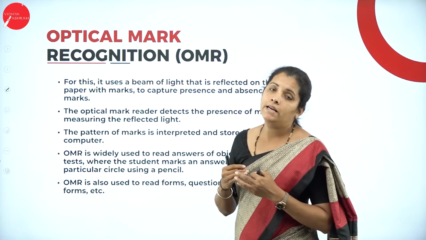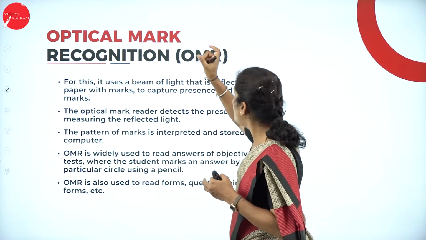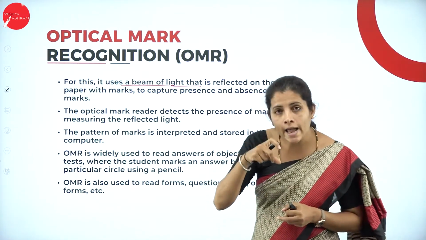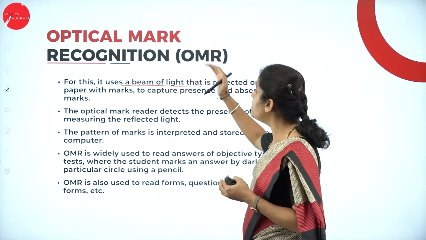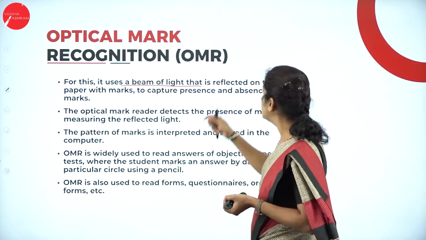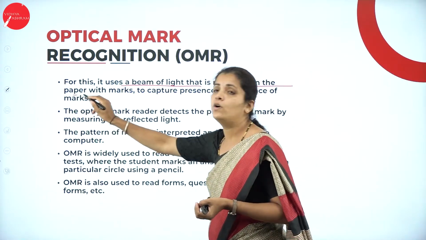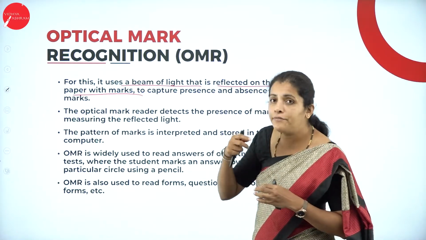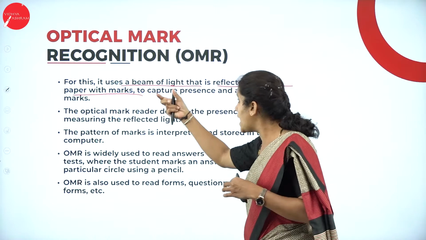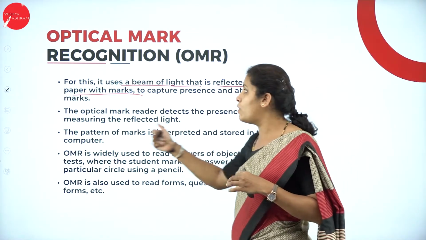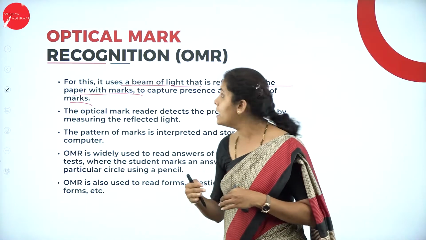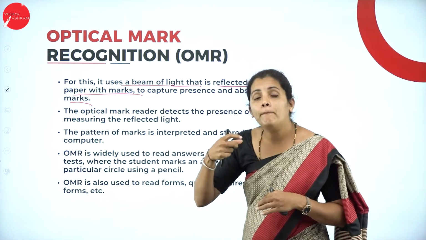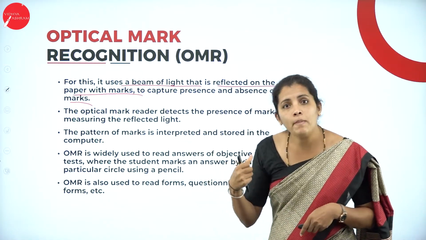To scan and detect the marks, the OMR uses a beam of light that is reflected on the paper with marks. The beam of light is reflected on the paper to capture the presence and absence of marks.